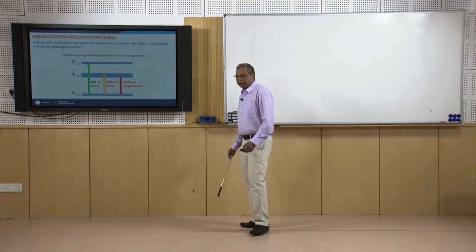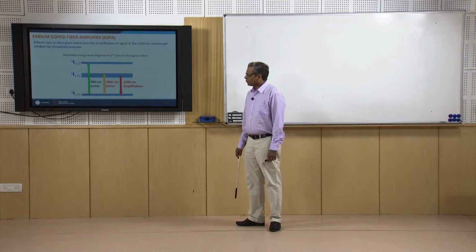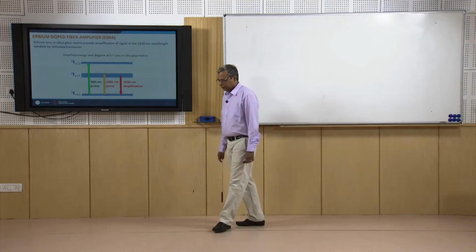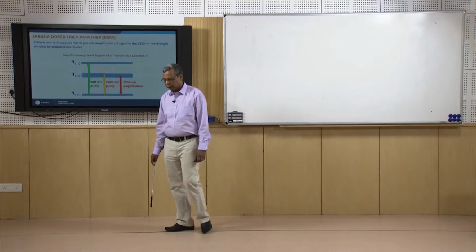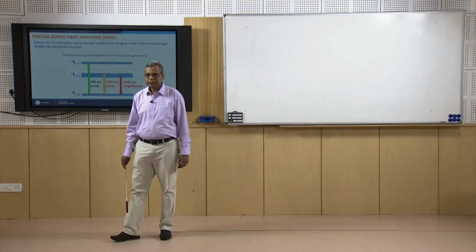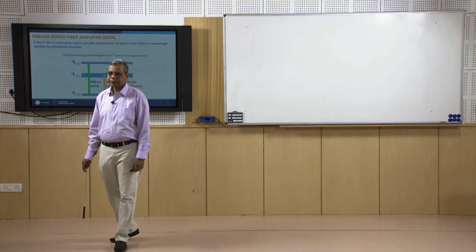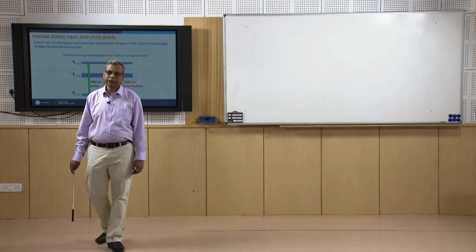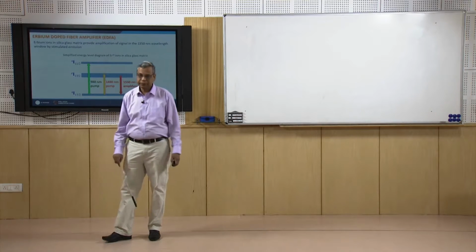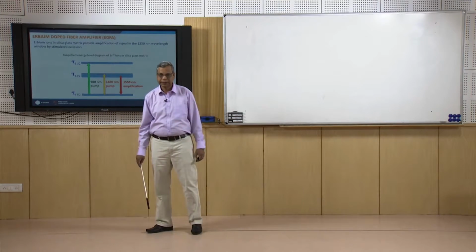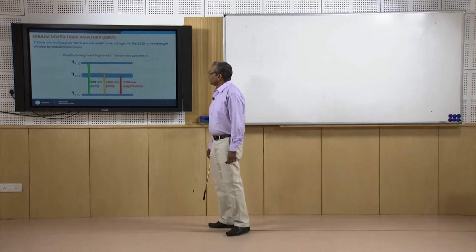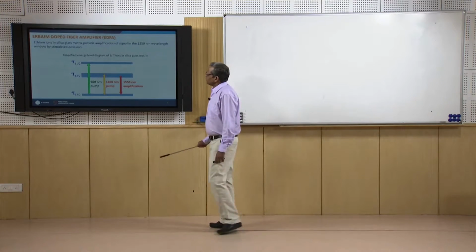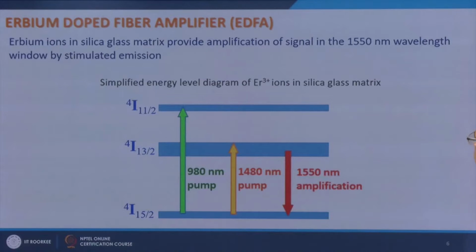So, how do we amplify this signal in an optical fiber amplifier? We make use of erbium ions in silica glass matrix and do amplification by stimulated emission of radiation, the principle which is involved in the laser itself. So, these erbium ions in silica glass matrix provide amplification of signal around 1550 nanometer wavelength.